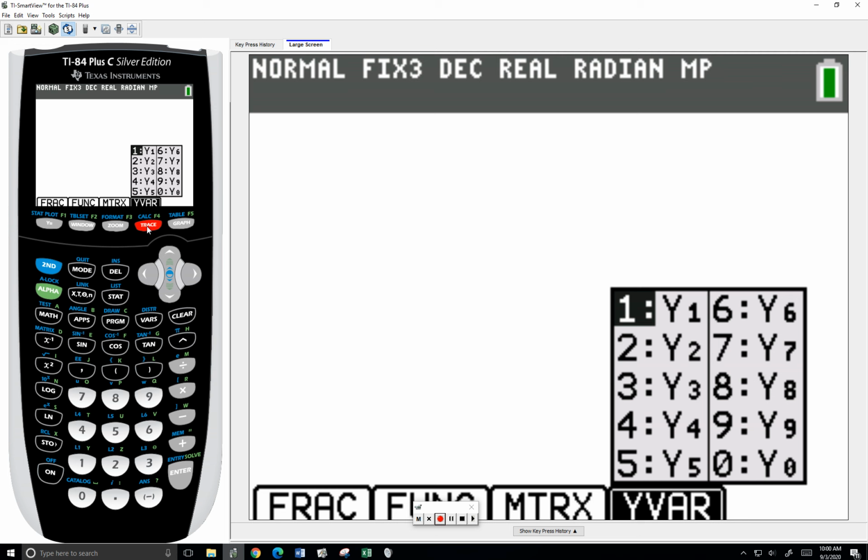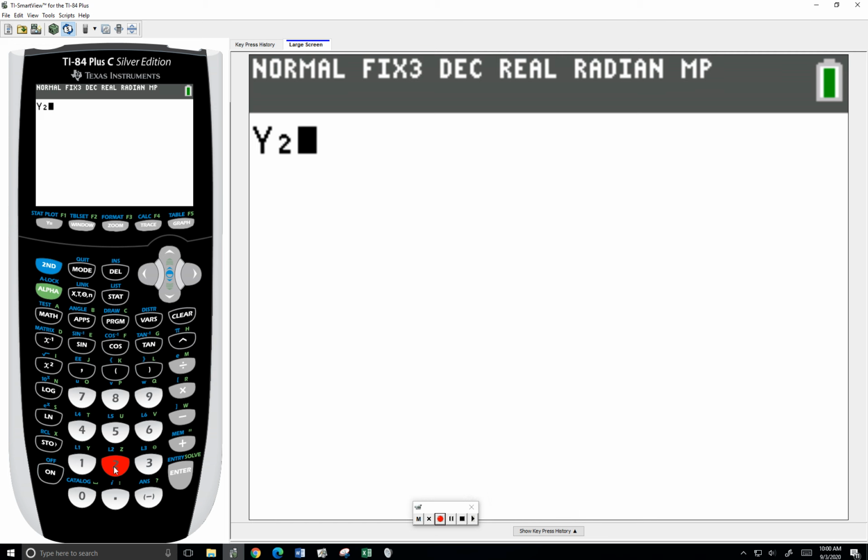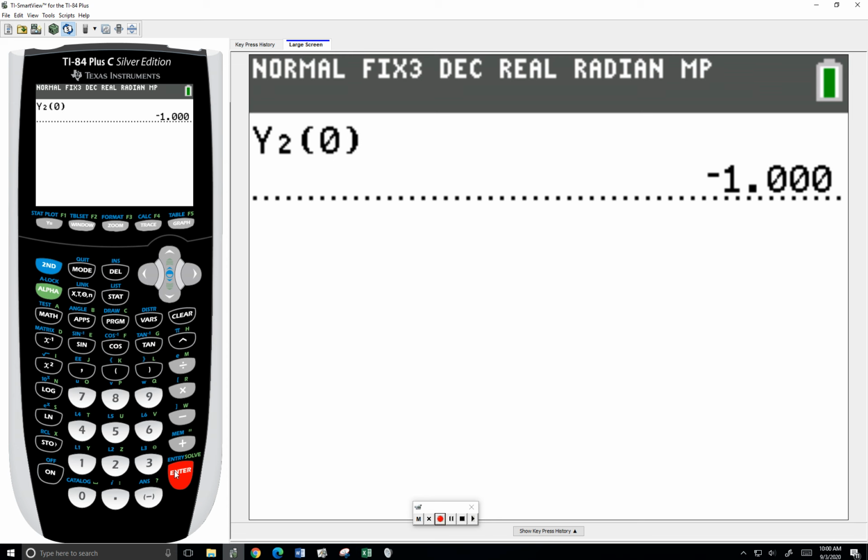Okay. I want to go find the velocity at time 0. The velocity is in y2. So I press 2, select y2, and then I use function notation. Parenthesis, 0, parenthesis. Press enter, there you go.